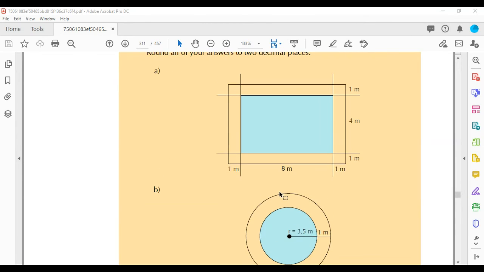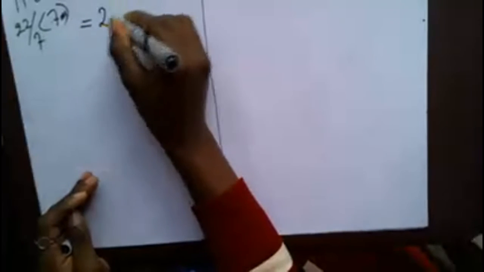3.5 times 2 meters. These are meters. So this will give us 22 meters. This is the perimeter of the circular pool. Okay, so I'm just going to do this one quickly, guys, because we actually looked at these the previous day.